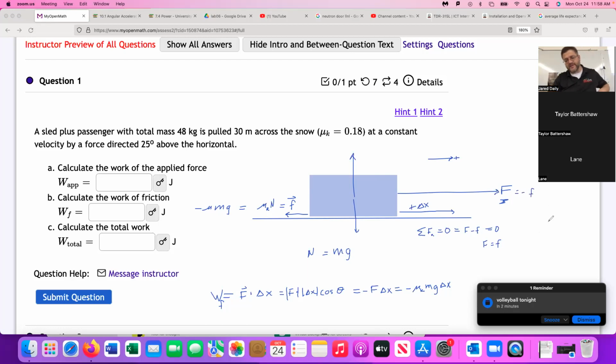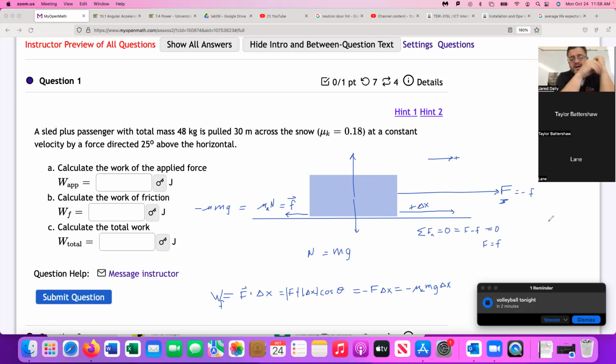I get that part, that the work of the applied force and the work of friction are going to be more or less the same, but when I put in 0, it doesn't take 0. I'm trying to find, I don't know how to. Which one are you calculating? Are you calculating A, B, or C right now? Which one are you not getting right?